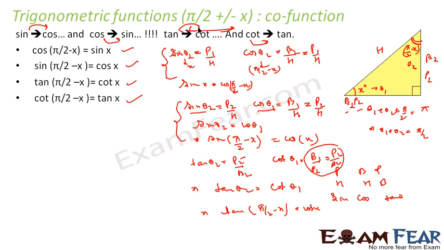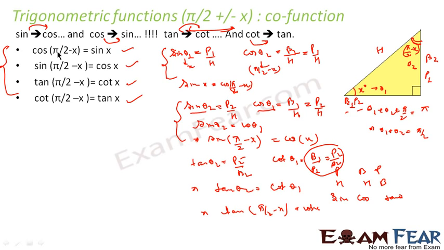Thus we know that when we add pi by 2 plus or minus x, sine changes to cos, cos changes to sine, tan changes to cot and cot changes to tan. This we can remember.